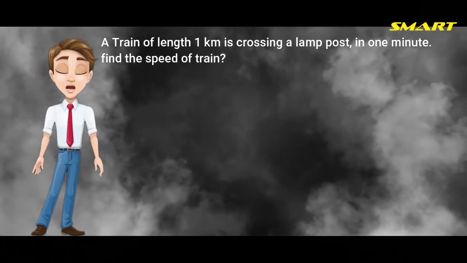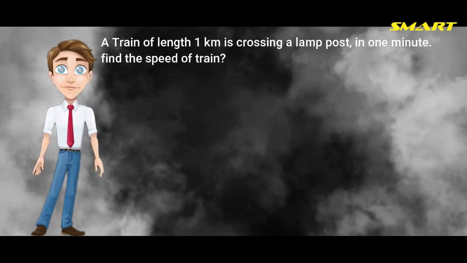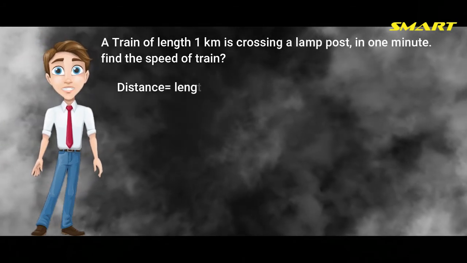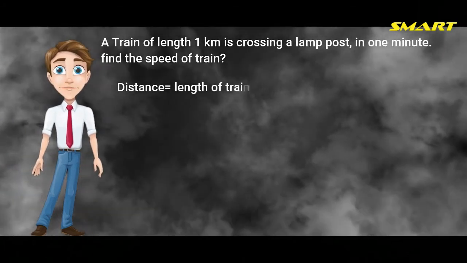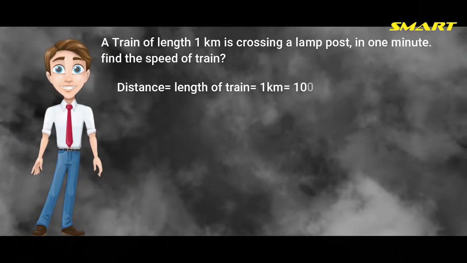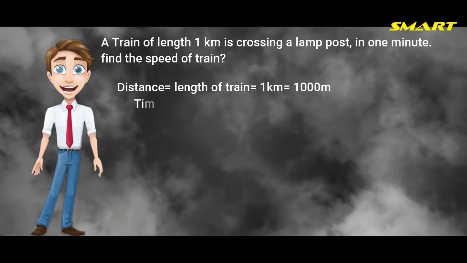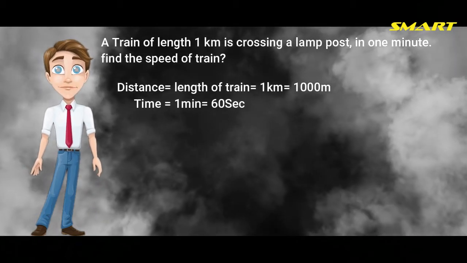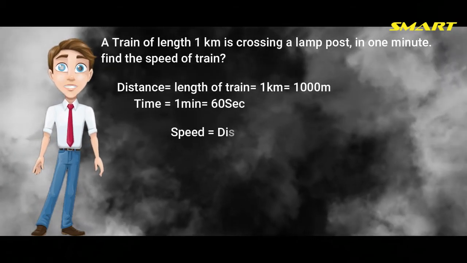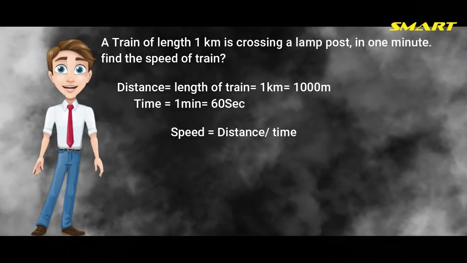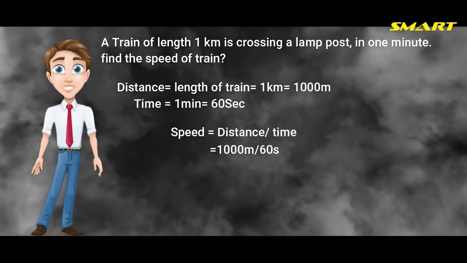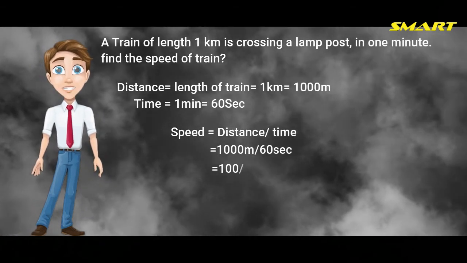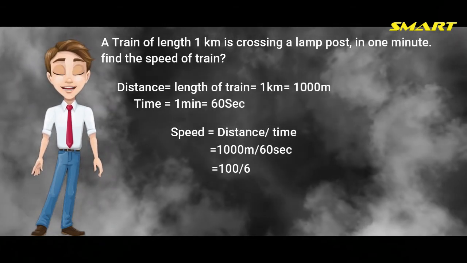Here they are mentioning a stationary object, the lamppost, and the distance to be covered is the length of the train, that is 1 km, and we can write it as 1000 meters. The time taken by the train is 1 minute, simply 60 seconds. How to find speed? That is distance by time. Here distance is 1000 meter and time is 60 seconds. On dividing that, we can write 100 by 6, but that value is in meter per second.